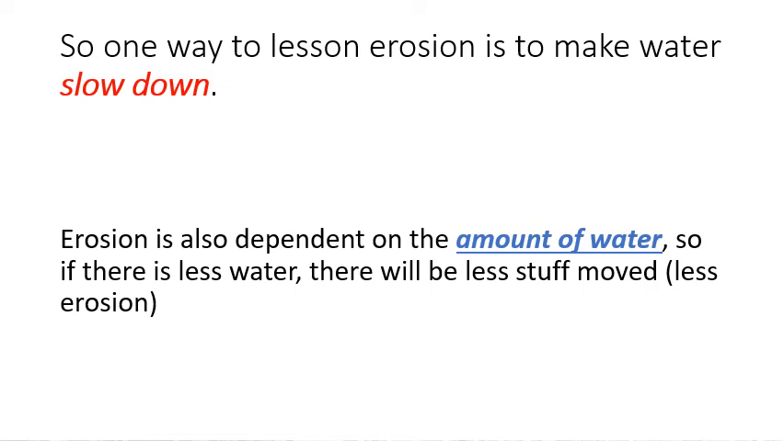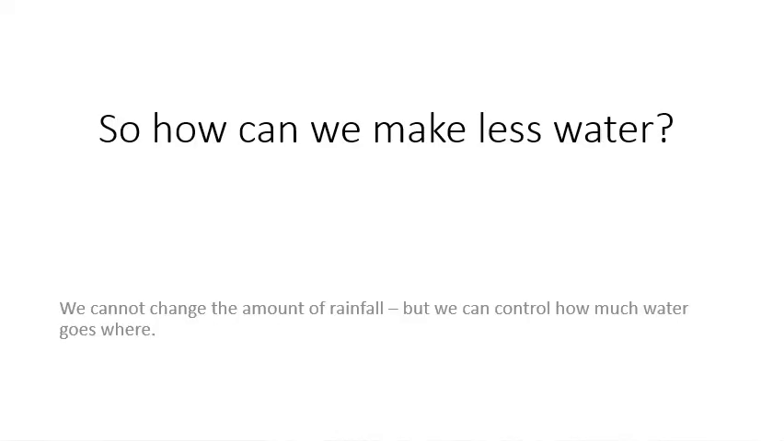But remember that erosion is also dependent upon the amount of water. So if there were somehow a way to make less water, there's going to be less stuff moved, or less erosion. So how can we make less water? Now, we can't change the amount of rainfall. The rain is going to fall, but we can control how much water goes where.